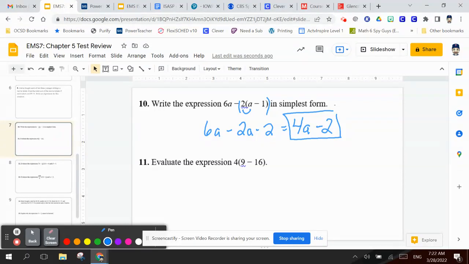Evaluate the expression 4 times n minus 16. So again, with my distributive property, I'm going to take the outside number 4 and multiply it by each of the numbers on the inside. 4 times 9 is 36. 4 times 16 would be 64. Minus sign in between. 36 minus 64 would be negative 28. And then you just subtract those two numbers.